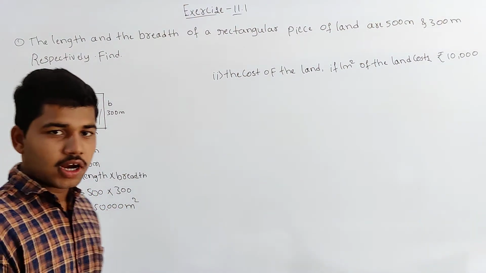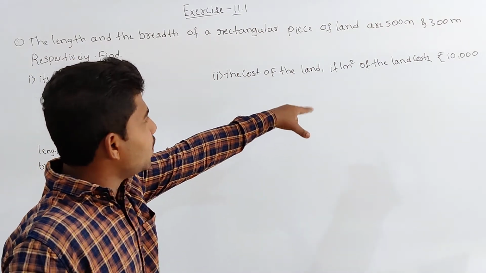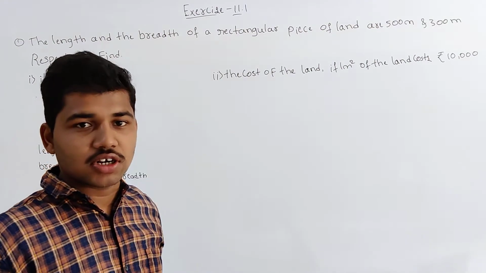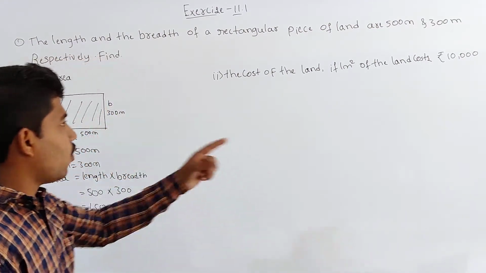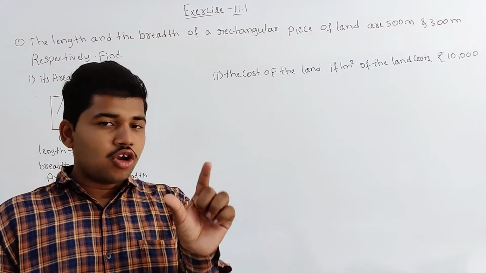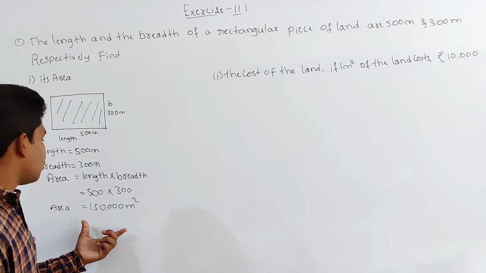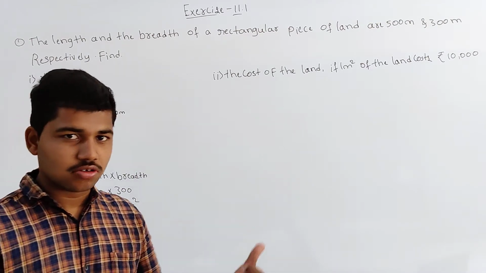Here, look at the second sub question. The cost of the land if 1 meter square of the land costs 10,000. What is the question? If 1 meter square costs 10,000, what is the cost of 1,50,000 meter square? They ask the question.